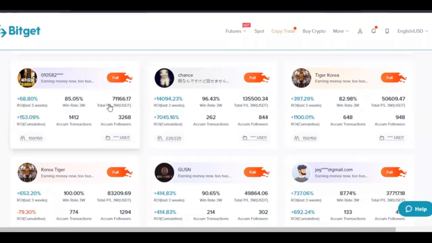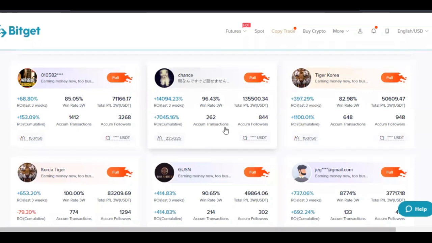The money they have made in the past 3 weeks is about 7,000 USDT plus. So you see this person is about 1,000 plus, and then he has made about 13,000 USDT. This trader, I am always looking, as you can see, he made room for about 225 persons to copy.